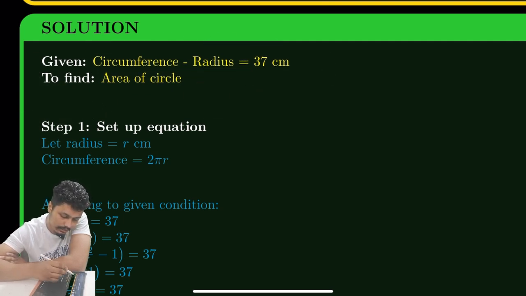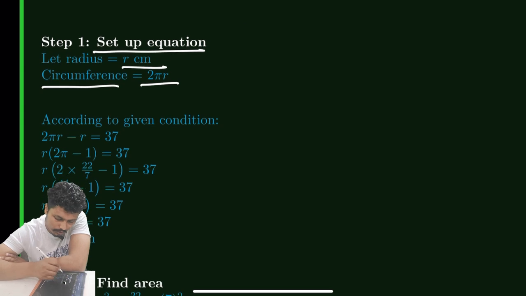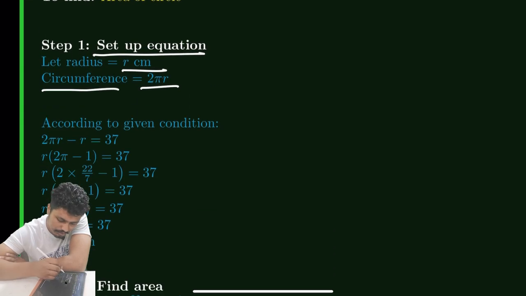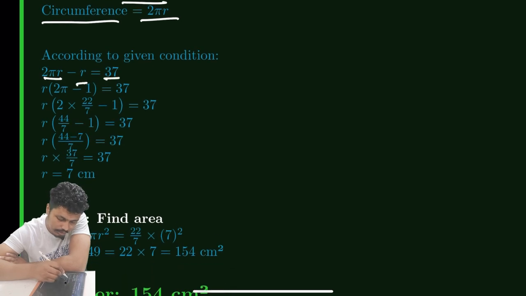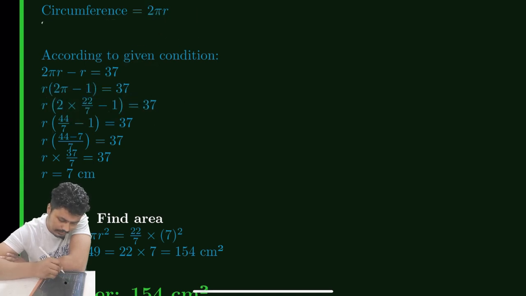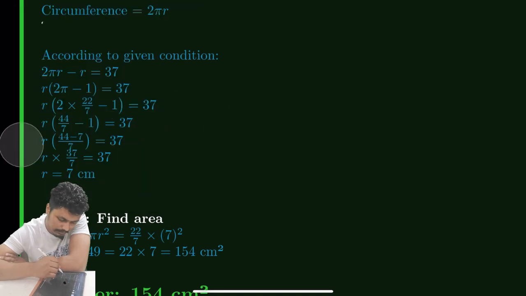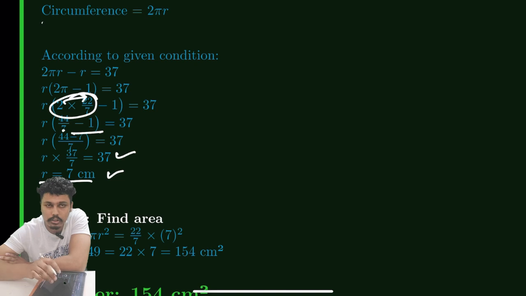So let's start. First step, let's see the equation. Radius is r, circumference is 2 pi r. So what does the question say? Circumference minus radius. So circumference is 2 pi r, radius is r, so it's equal to 37. With r taken out common, it will be r into 2 pi minus 1 equal to 37. So r, 2 into pi is 22 by 7 minus 1 equal to 37. Next, r into 44 by 7 minus 1 equal to 37. How, sir? Simple. I've done this calculation, a similar step. So I got r to be 7 centimeter.